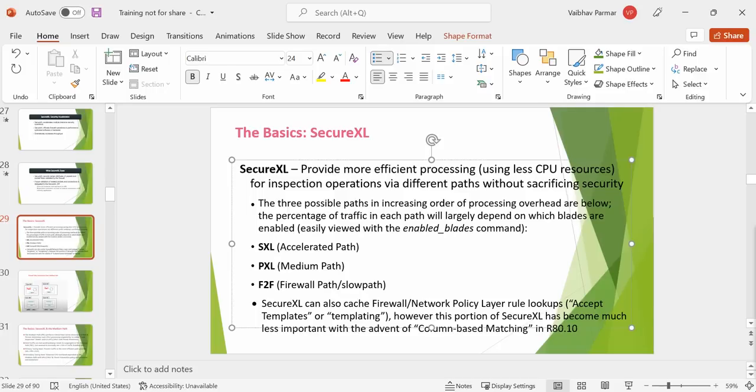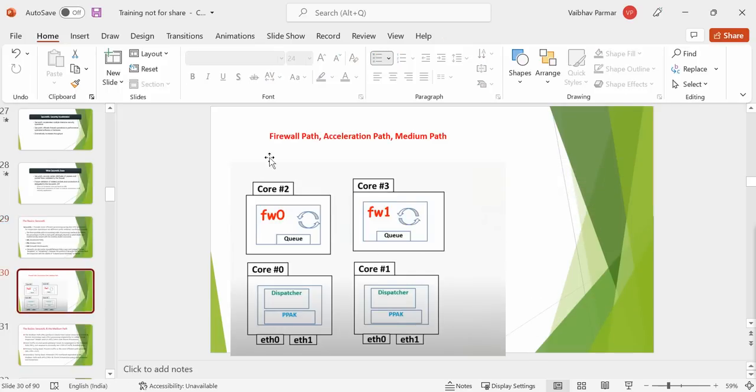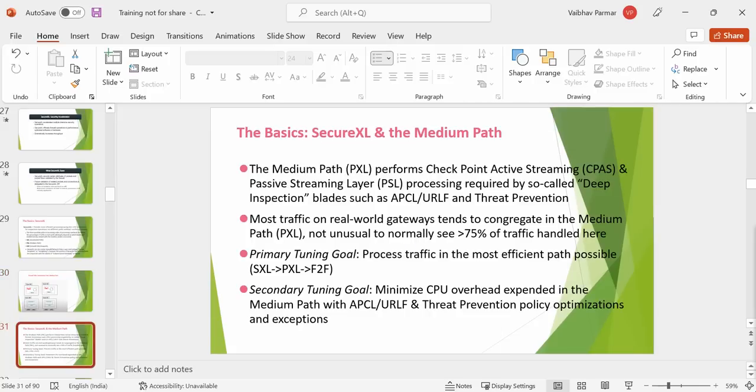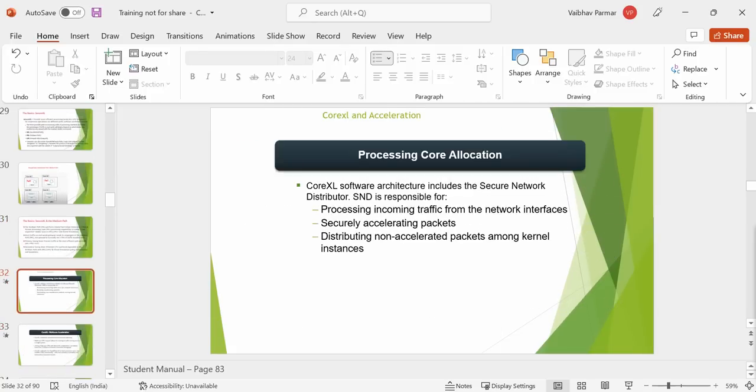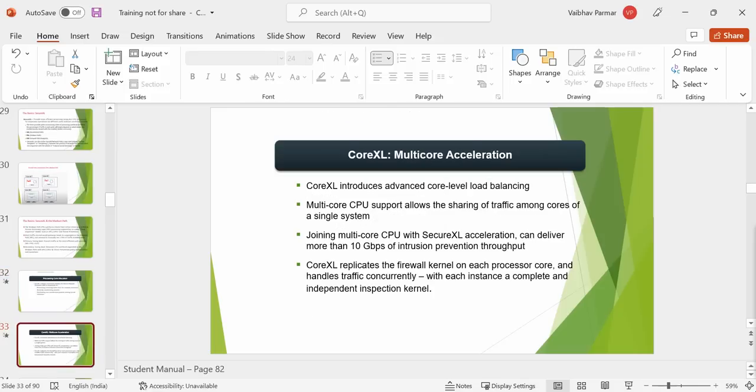If you like, you can capture this slide for your reference. There is nothing much here. These are the paths we have just explained, and some definitions are given here. We talked about the SND. The CoreXL software architecture includes a secure network dispatcher. SND is responsible for processing the incoming traffic from the network interface, securely accelerating the packets, and distributing the non-accelerated packets among the kernel instances. That is what we have learned. Multi-core acceleration also we have learned.